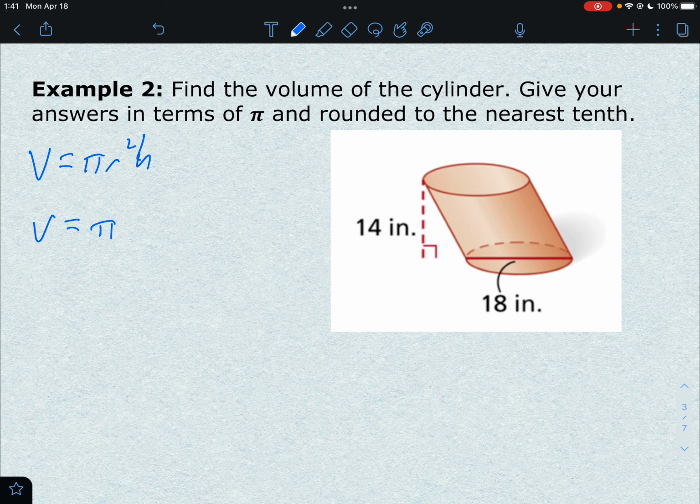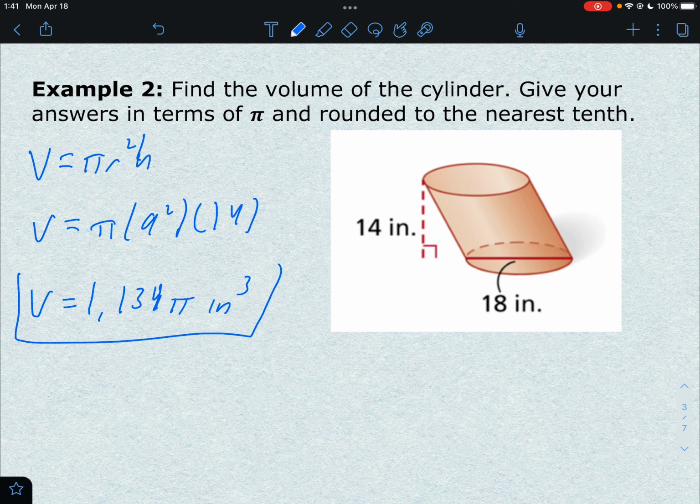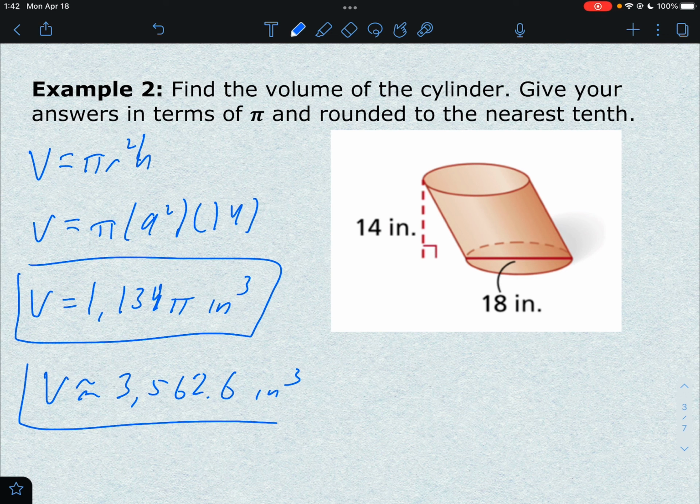The diameter is 18, so the radius would be 9, and the height is 14. So 9 squared times 14. Our exact answer is 1,134 pi cubic inches. And then our rounded answer, type that in, multiply it by pi, we get 3,562.6 cubic inches. Please make sure you are using your calculator along with me and making sure you can get these answers as well.